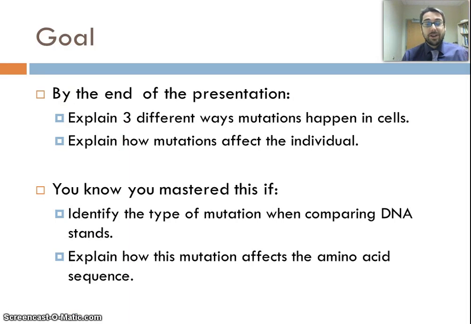By the end of the presentation, you're going to be able to explain 3 different ways mutations happen in cells and explain how mutations affect the individual. You know you mastered this if you can identify the type of mutation when comparing DNA strands and explain how this mutation affects the amino acid sequence. And you know you're exceeding this mastery if you can tie it into other subjects such as meiosis, genetics, and evolution and ecology.